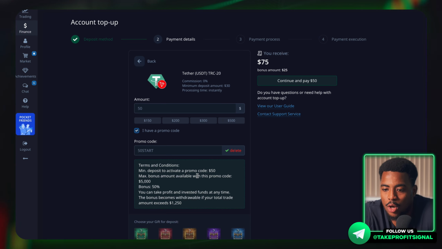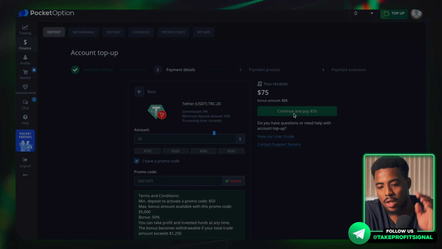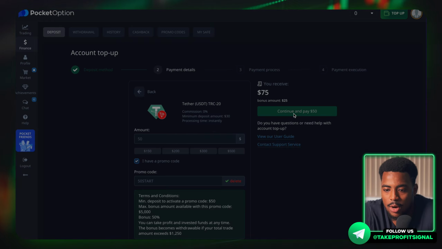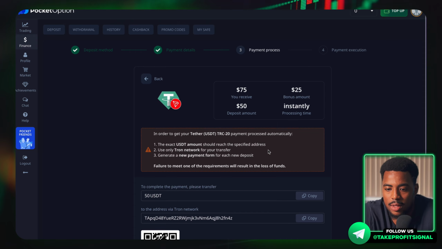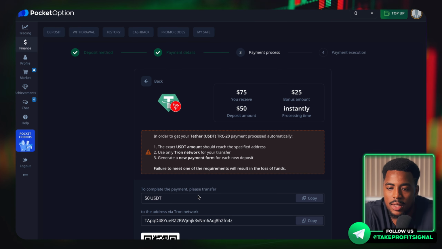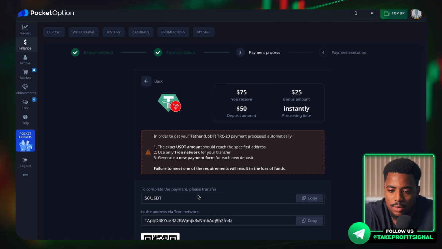And here we don't touch anything else. Click continue and pay accordingly. We will pay the application, and in 5 minutes the deposit will be in our account. Well, so our balance is replenished.